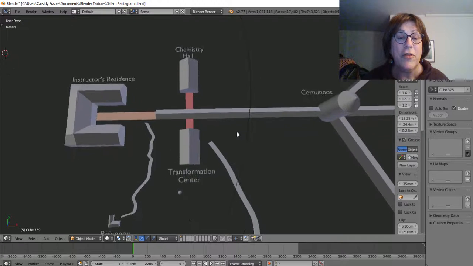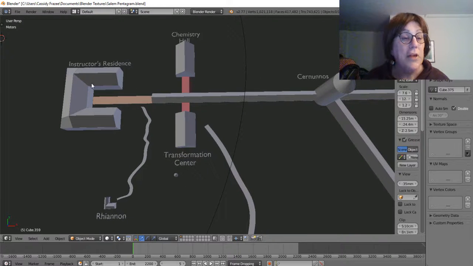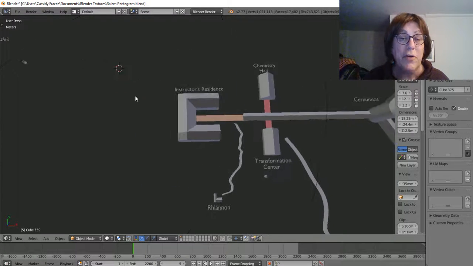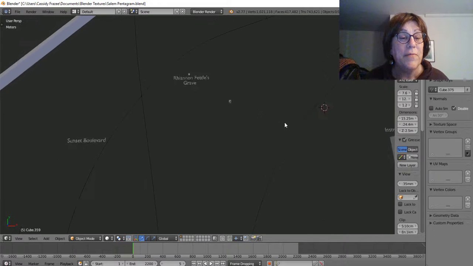Over here, up from the Tesla Science Center and whatnot, Chemistry Hall, where formulistic magic is taught. The Instructor's Residence, we all know what that place is. Transformation Center, this is Jessica's domain. And down here is Rhiannon. This is the headmistress's home. And that's her little abode away from all the hustle and bustle, because the headmistress needs a place like that.